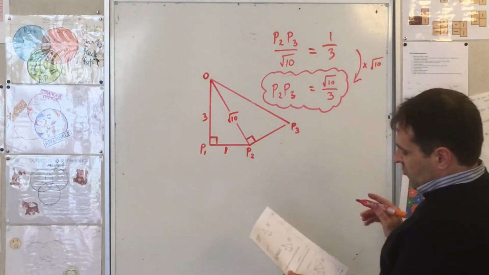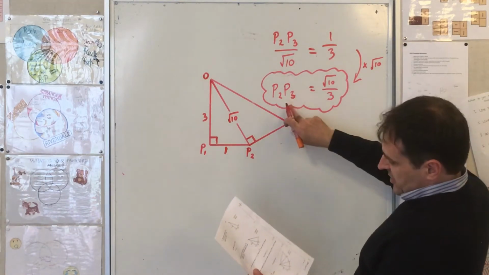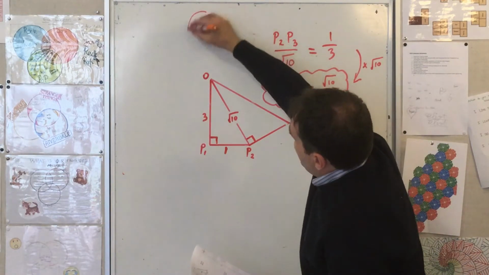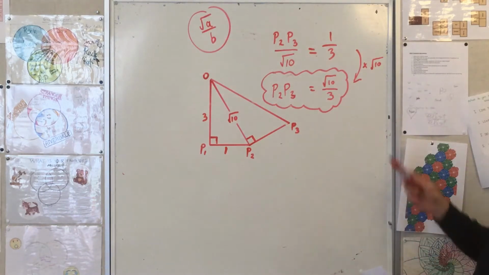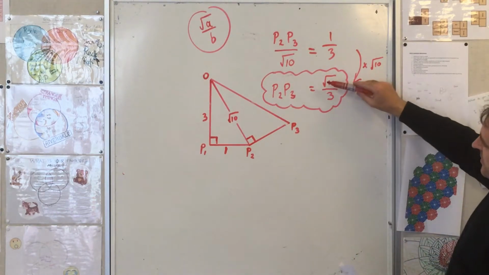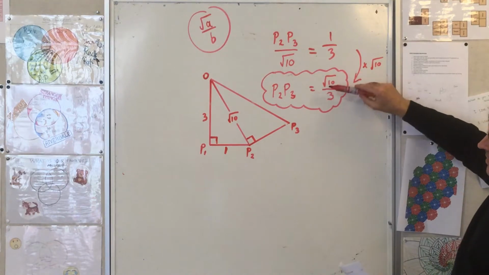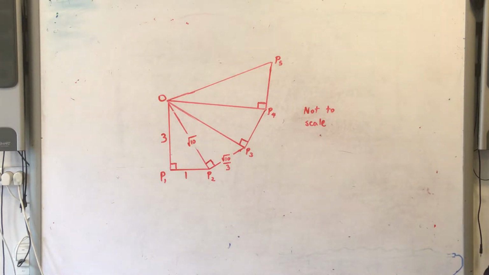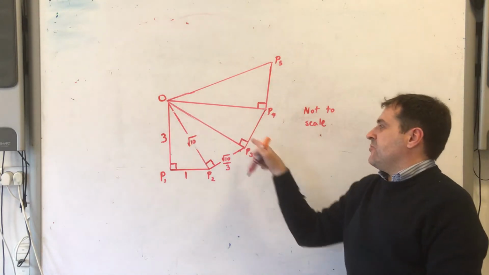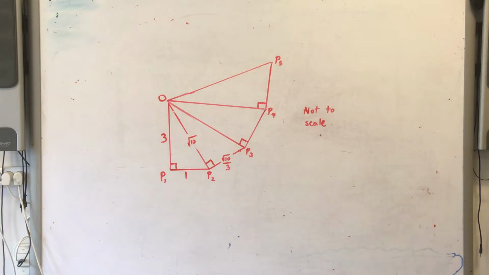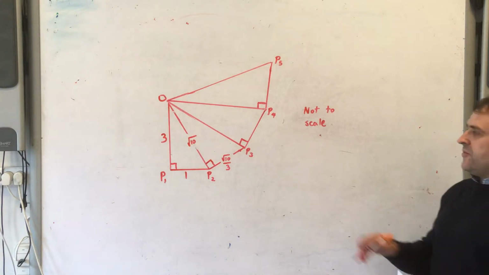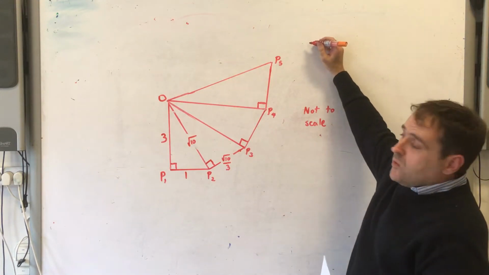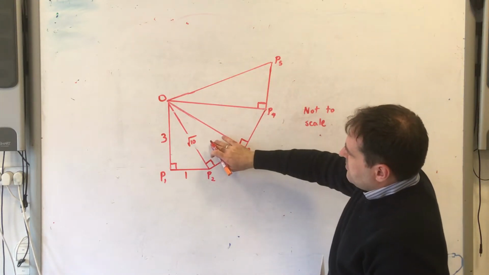And the question says, write down the length of P2, P3 in the form root A over B, where A and B are whole numbers. And that's exactly what we've just done. We've written it as the square root of a whole number divided by another whole number. Okay, so yes, calculate OP3 is the next part of the question. So it's the next hypotenuse in the second biggest triangle, and we are going to do that with Pythagoras.